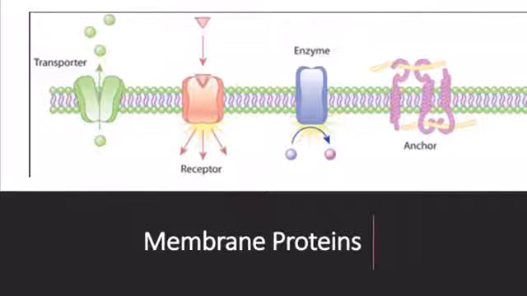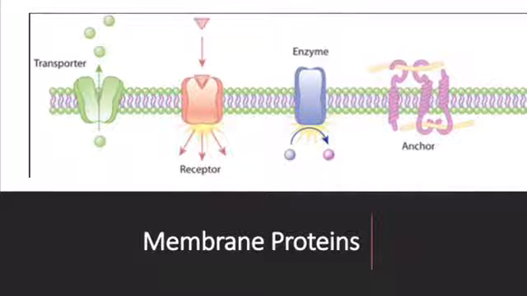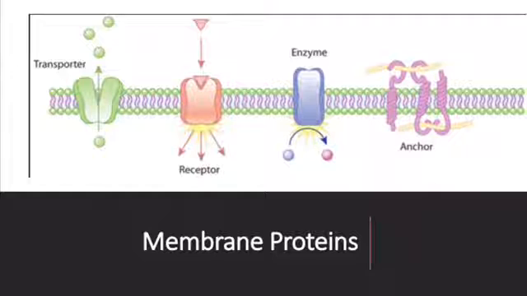So here in this picture you have all the membrane proteins I mentioned. You have the transporter, which is green. You have the receptor, which is red. You have the enzyme, which is blue. And you have the anchors, which are purple.